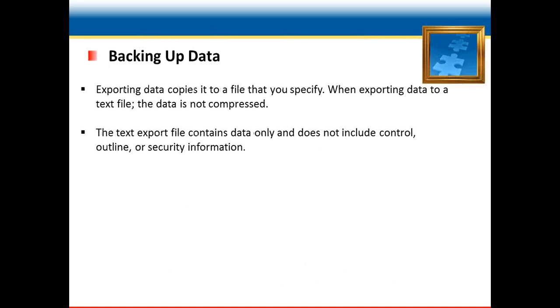In backing up data, exporting data copies it to a file that you specify when exporting the data to a text file, and the data is not compressed. The text export file contains the data only and does not include the outlines or security information.